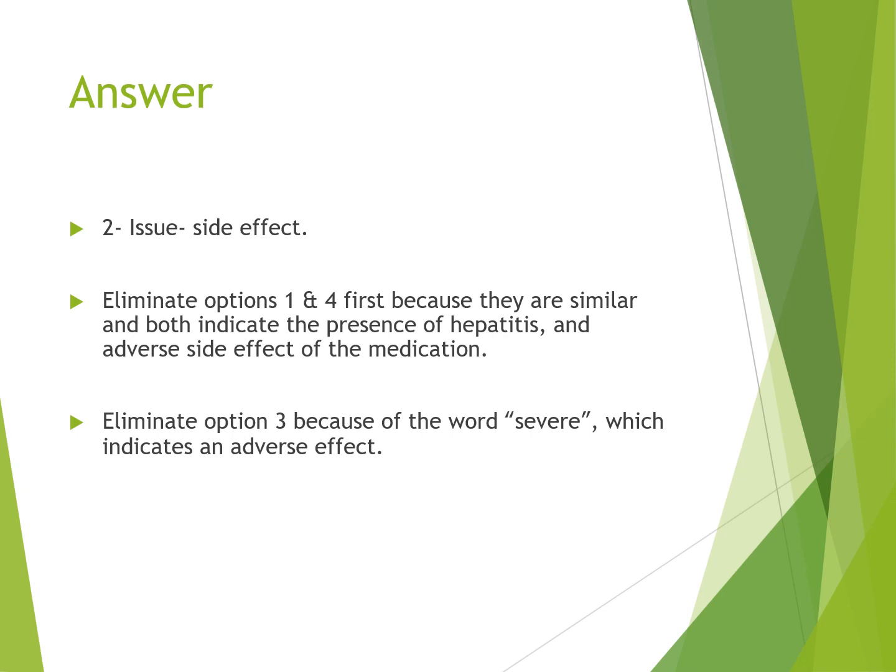We also eliminate option 3 because of the word severe. Remember, if anything says severe, right? Or copious, large, right? Those are things that indicate something is really wrong, right? Which indicates an adverse effect. So remember, we're paying attention to what the STEM is asking us for, and it was a side effect. Again, side effects are often undesirable symptoms, but they're not going to kill me, right? So again, a little bit of abdominal cramping, okay, is a side effect.